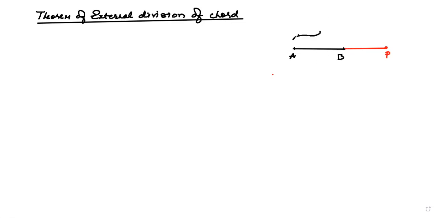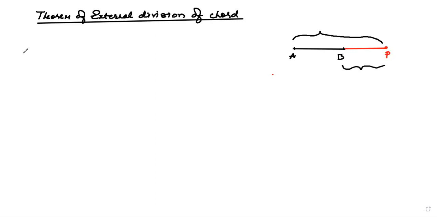Which are the two parts, children? P is dividing, so P will be common to both parts. So PA is one part, PB is one part. I hope people are understanding. So P is dividing segment AB externally into two parts. Which are the two parts? PA and PB. Suppose there is one segment XY here.